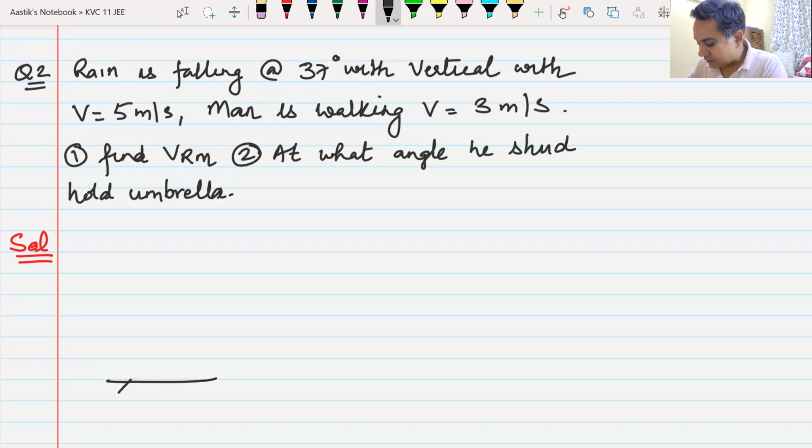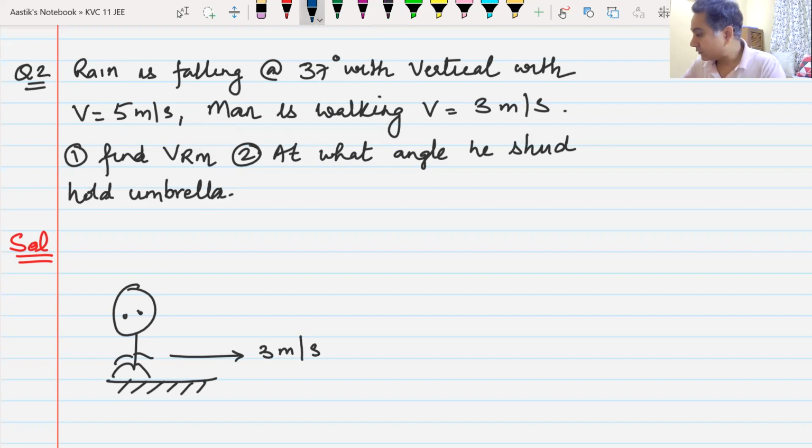Okay. So first of all, you can draw a simple diagram. This is my man. Let us see, this is the man. He's walking straight with a velocity of 3 meter per second. Now, look at the rain. This is the vertical. Rain is not falling vertically downwards. Rain is falling like this at an angle of 37 degrees. The velocity is 5 meter per second.